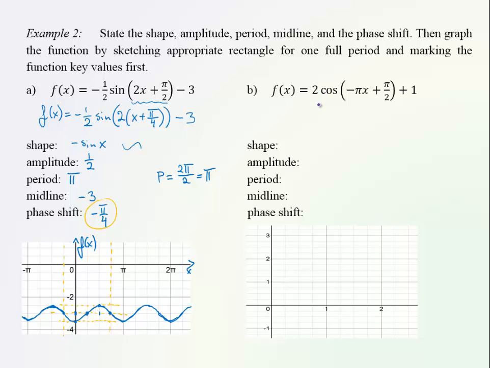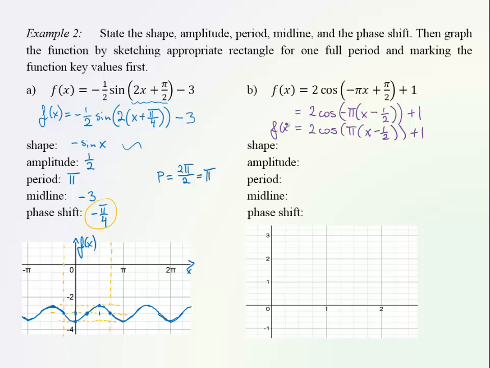Well, let's go to the second example. In order to read all information about this function, it's a good idea to rewrite it in the form that will show us the shift. That means factor -pi out. So this is 2 cosine -pi, and then it's x minus, and then it's 1/2 plus 1. But notice that cosine of negative is the same as cosine of positive because cosine is even. So this whole thing can be written as 2 cos of just pi times x minus 1/2 plus 1.